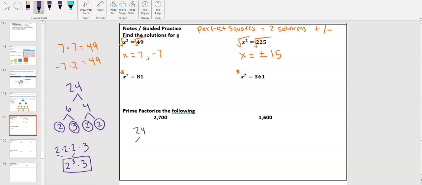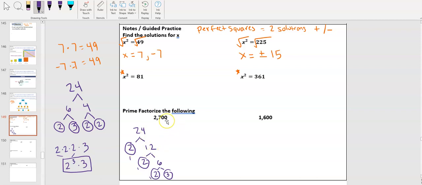So if you did 24, but you did 2 times 12, you're still going to circle 2 because it's prime, and then I'm just going to break apart the 12. Well, 12 is 2 times 6. Okay, that's prime. Break apart the 6. 2 times 3. Oh, look, I still end up with 1, 2, 3 2s and 1 3. So you get the same prime factorization there.